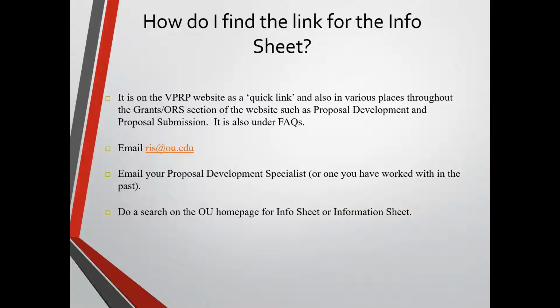You can email ris@ou.edu. That's for Research Information Services. Anytime you have a question and you're not sure who to contact, this is the email that you can go to, and they'll be happy to send you the link to the info sheet. You can email your proposal development specialist if you know who that is or if you've worked with one in the past. You can also do a search on OU's homepage for either info sheet or information sheet, and either one will take you to links where you can access the form.